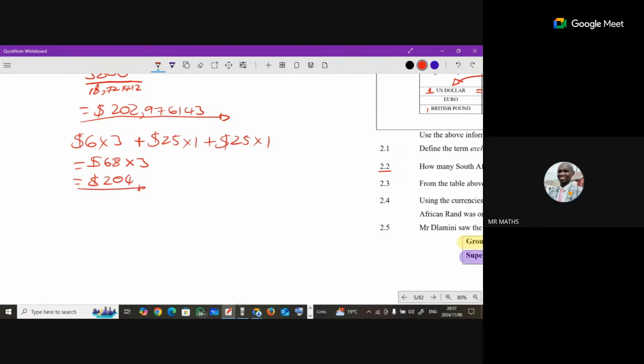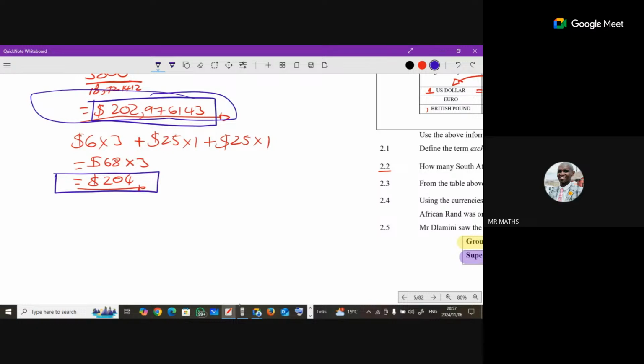So this is the amount they will need. But how much they have, this is the amount they have. So by comparing, is the amount they have enough? They need 204, but they have 202. So now to answer their question, the answer will be no. They don't have enough money. So this is how to answer it.